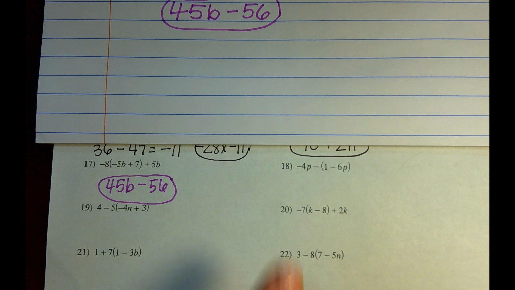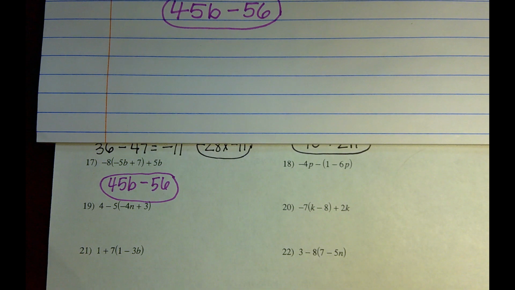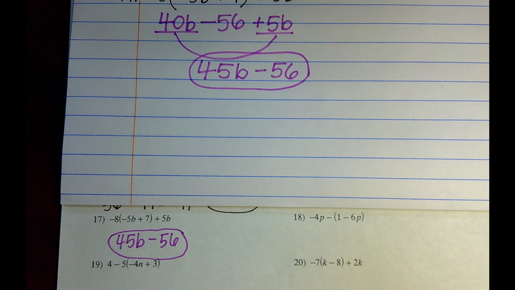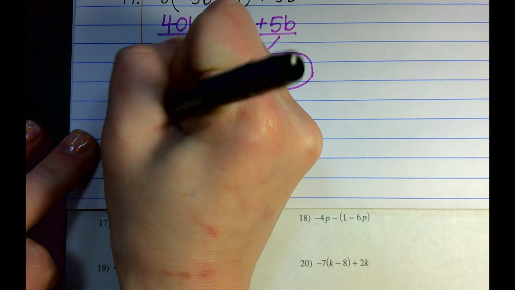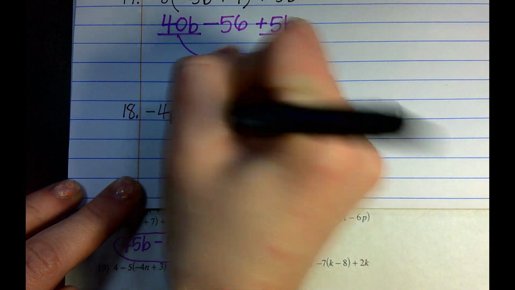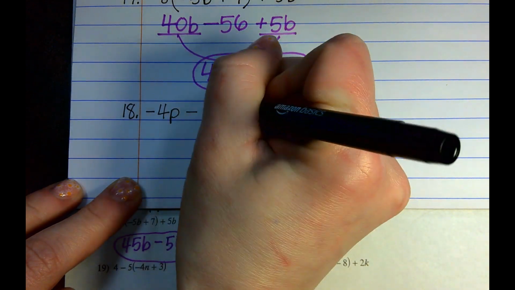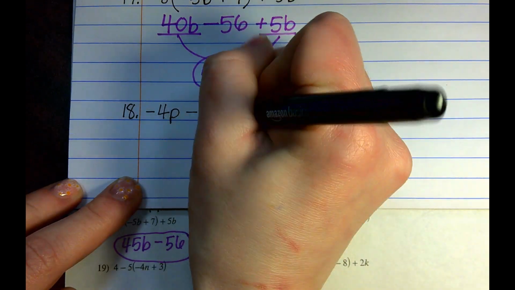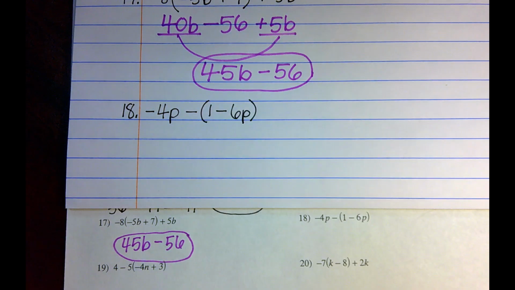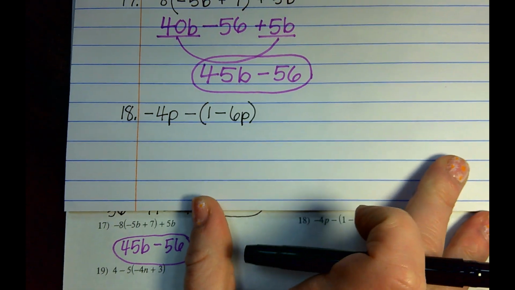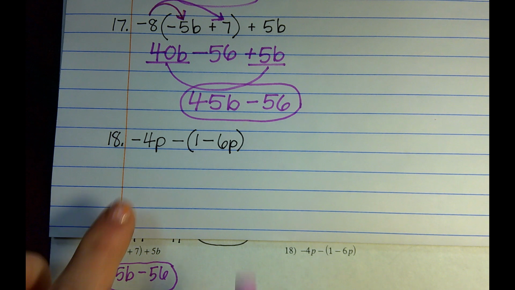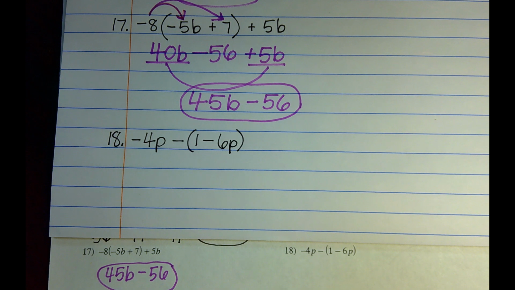Okay, let's look at number 18. I'm going to write the problem on here because, again, I want to have room to work it out. So, 18, let's see. I have negative 4p minus, parentheses, 1 minus 6p. Okay, this one is extra tricky. There's a couple of things going on here. So, what are we thinking we should do first?